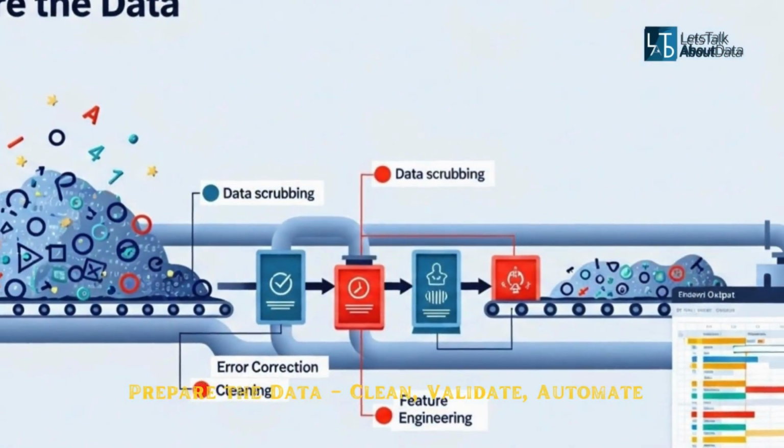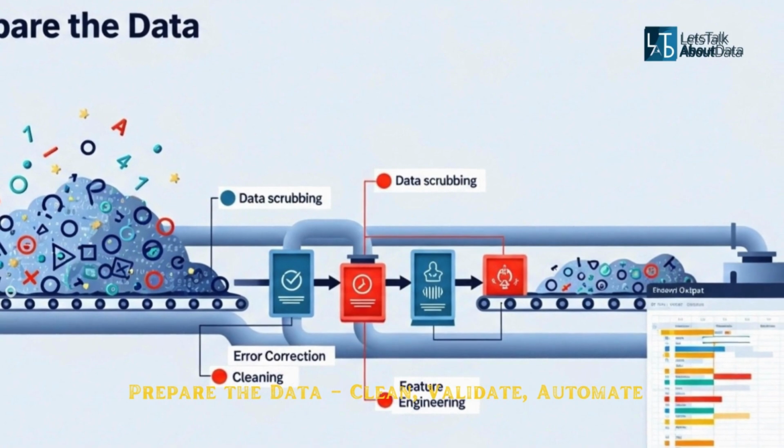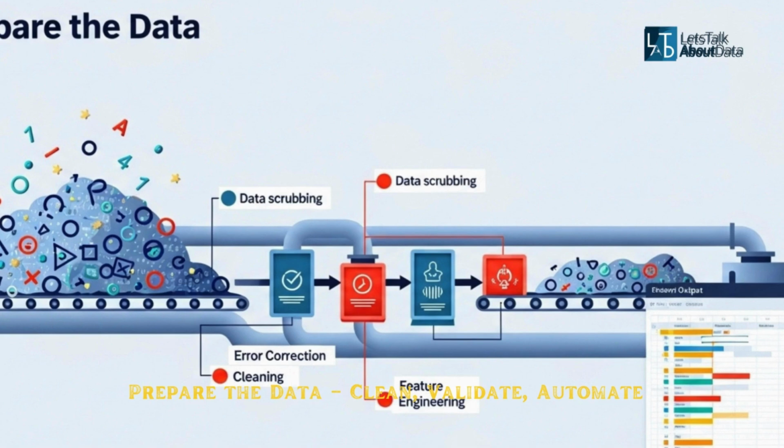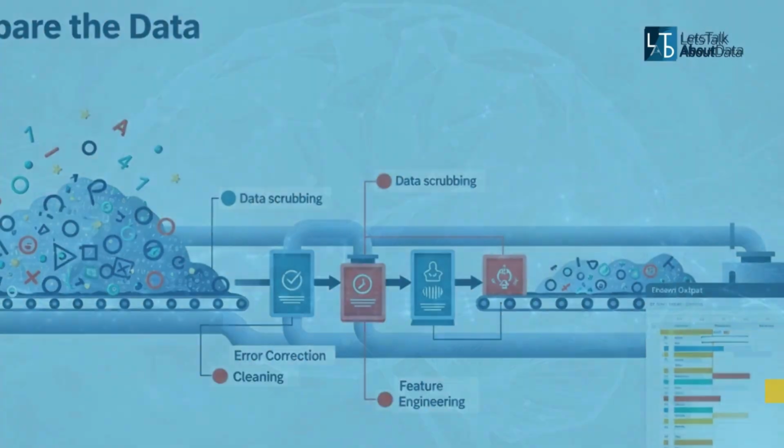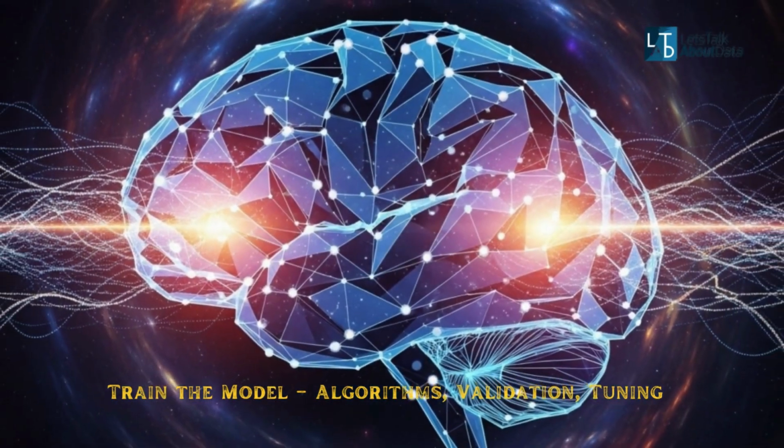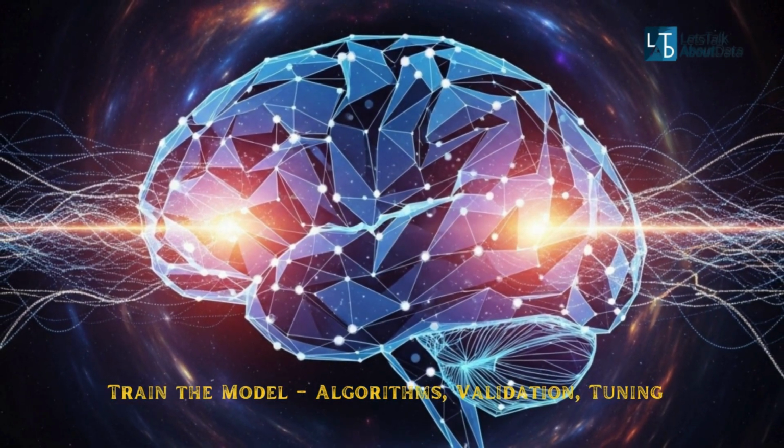2. Prepare the data. Most of the time, real-world data is messy. You need to collect it, clean it, transform it, and validate it. And this isn't just a one-time job. You'll need reliable pipelines that do this consistently over time. 3. Train the model. This is the part most people focus on. You choose algorithms, train, validate, and tune them. But remember, this is just one piece of the puzzle.